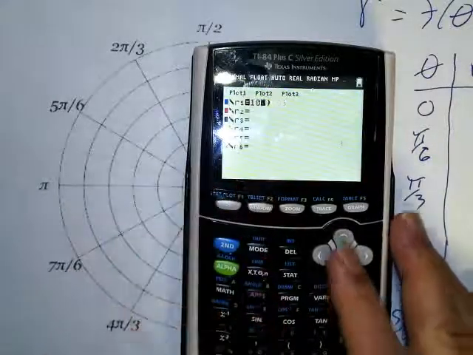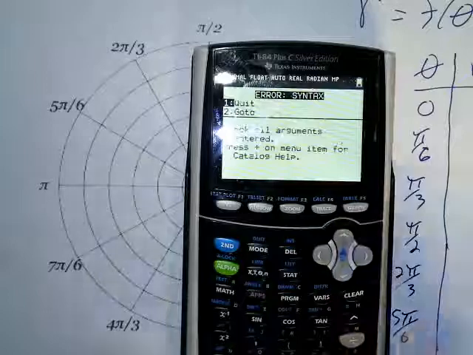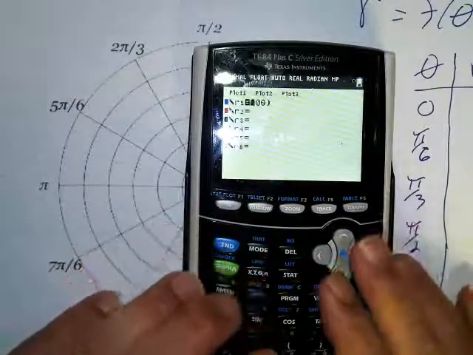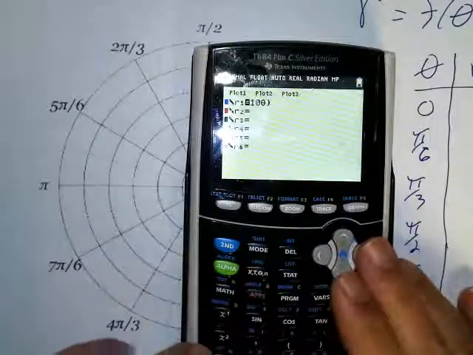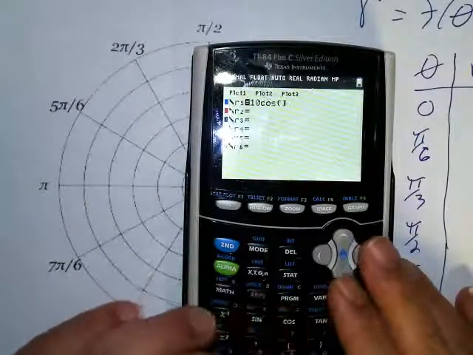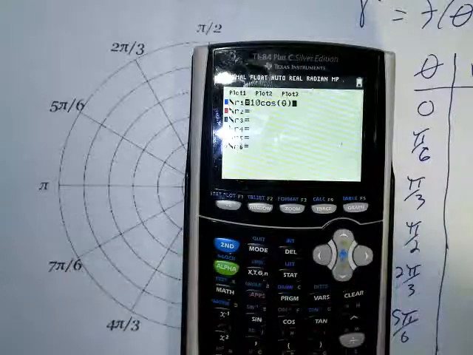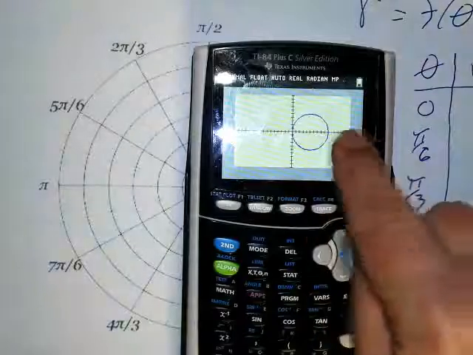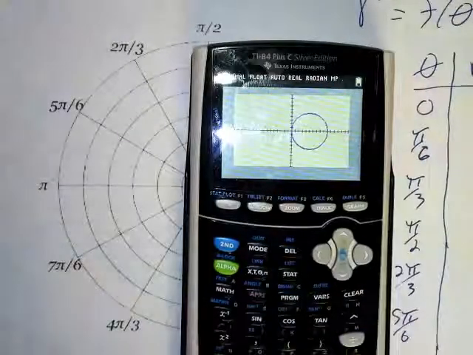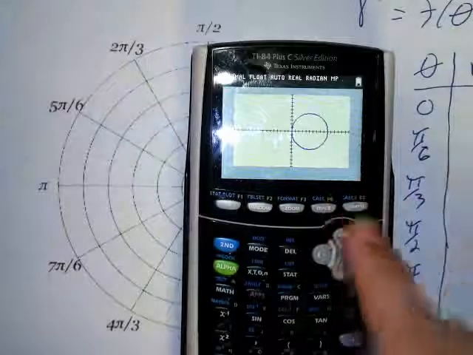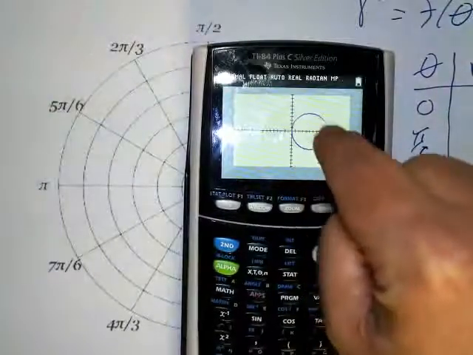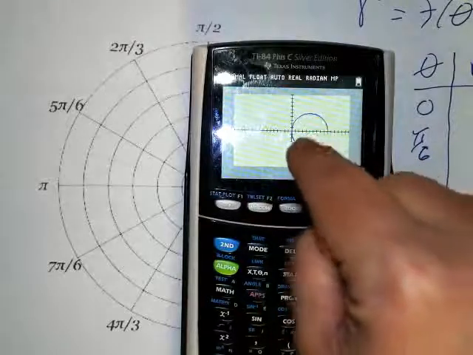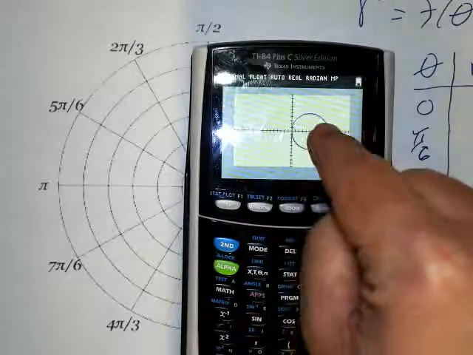So let me do one with a diameter of 10. Oops, that's a diameter of 100. Quit. Sorry, a diameter of 10, and then I'll do cosine theta. Okay, so this window is like 16 by 10 or something like that to make it square. And so these are the circles here that are, like I was saying before, this is to the left because the 10 is positive and it's a cosine.